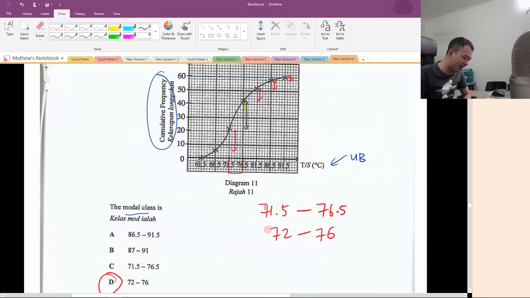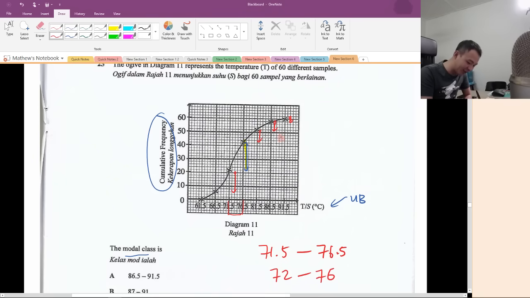Why not A? Because this is cumulative frequency. For the modal class they want the highest frequency, not the highest cumulative frequency. So you cannot choose A. For this class, 86 to 91, the frequency is only 2, from 60 minus 58. You need to subtract them, because this is cumulative frequency.